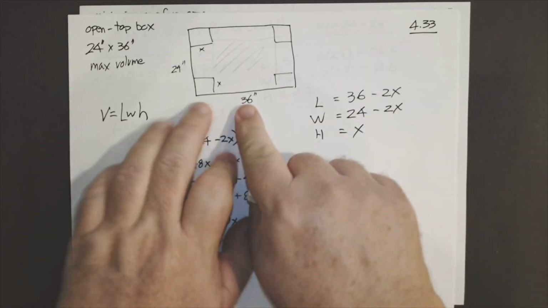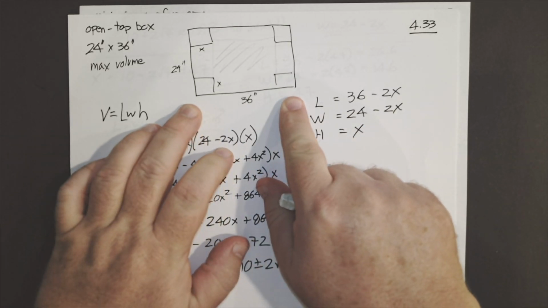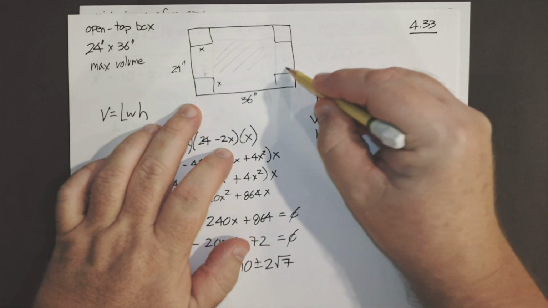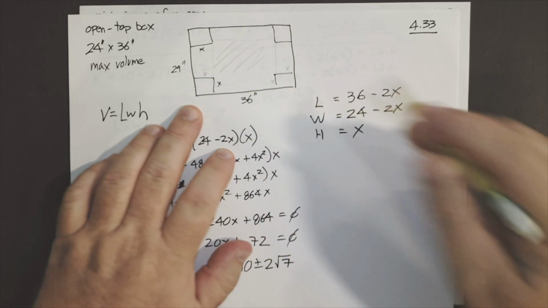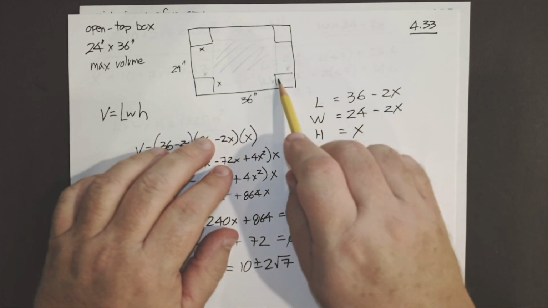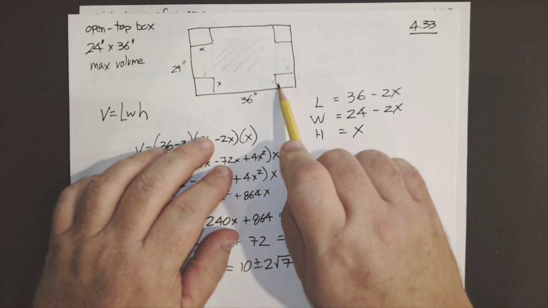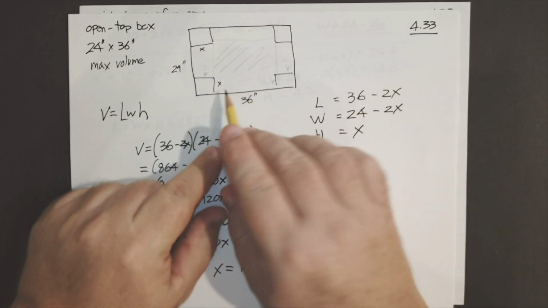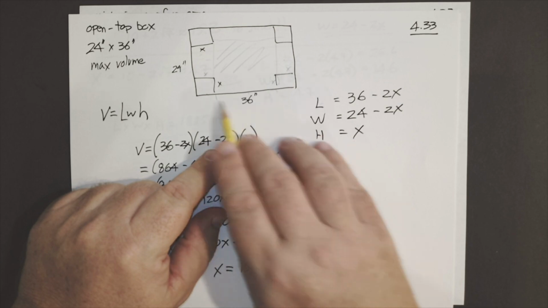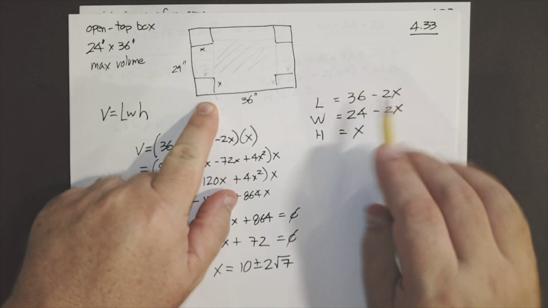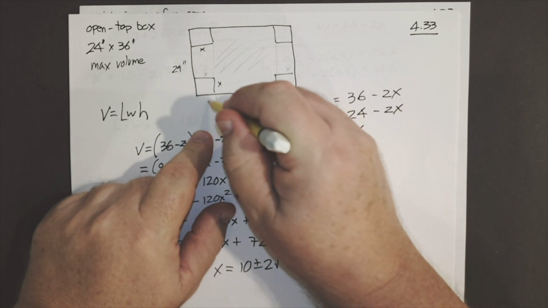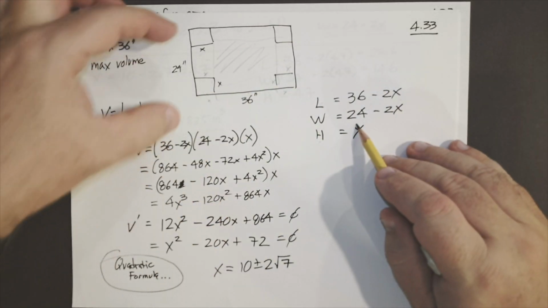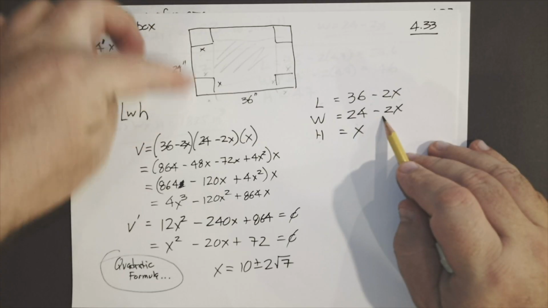Well, the length of the original cardboard is 36 inches, but we've got to cut out these squares, right? And I've just labeled them as x. But notice that I'm cutting out this corner and that corner. So the length of the box is actually this length right here. So that's 36 minus 2x, because this is x and that is x. Then the same thing on the width, 24 inches minus 2x.